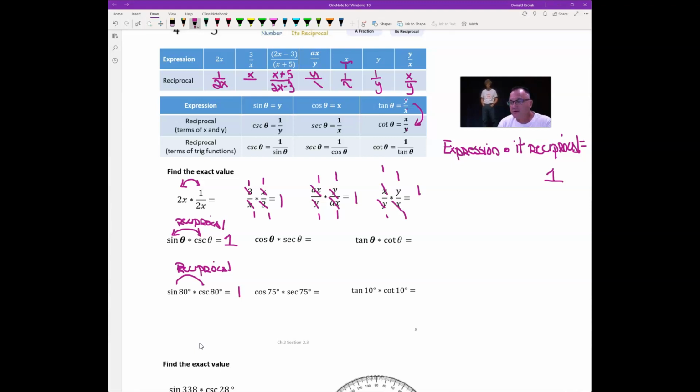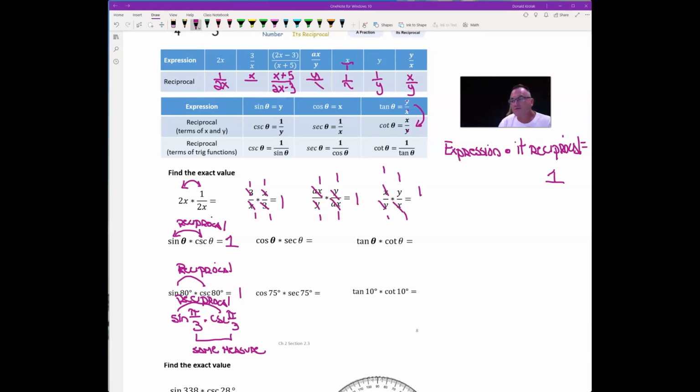And you could have radians in there. You could have the sine of pi/3 times the cosecant of pi/3. And you recognize, hey, those are reciprocals. The angles are the same measure, it's just radians, so I know that that's going to equal 1.